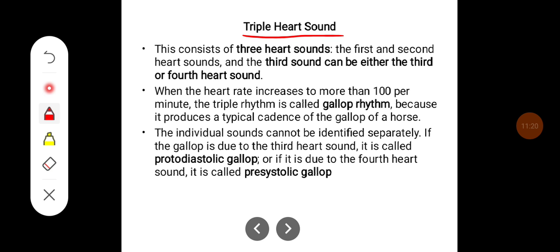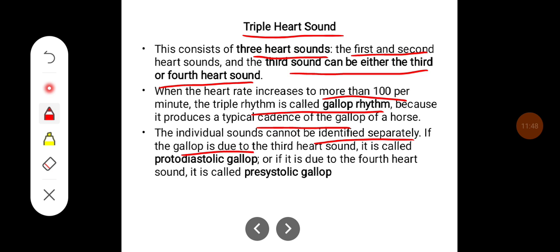Triple heart sound. This consists of three heart sounds: the first and second heart sounds, and the third sound, which can be either the third or fourth heart sound. When the heart rate increases to more than 100 per minute, the triple rhythm is called gallop rhythm because it produces a typical cadence of the gallop of a horse. The individual sounds cannot be identified separately. If the gallop is due to the third heart sound, it is called protodiastolic gallop, or if it is due to the fourth heart sound, it is called presystolic gallop.